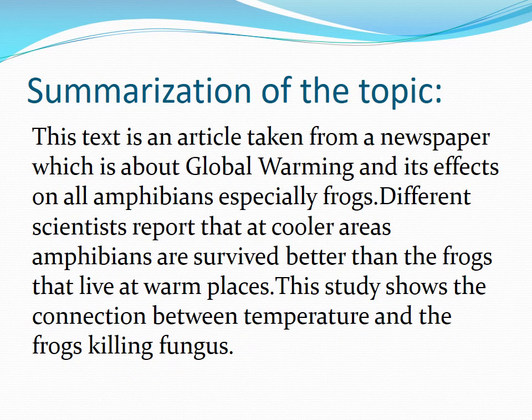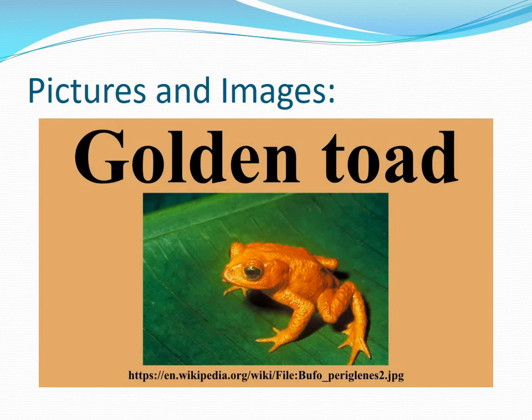Summarization of the topic. Here I will just summarize the whole text in a little paragraph in which we will recall all the discussions which we have made before. Summarizing means giving a brief statement of the main points of the text. So this text is basically about global warming, which is very dangerous for living things. This is a picture of the golden and Harlequin toad, which are discussed and are affected due to the warm temperature of the earth and the frog killing fungus.